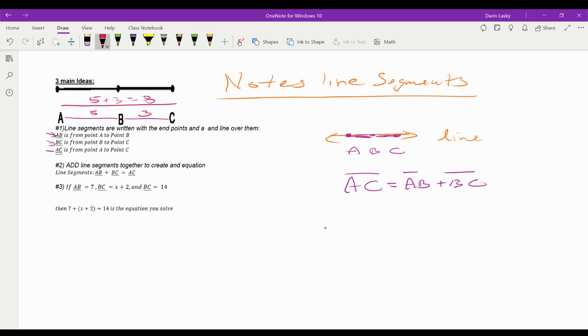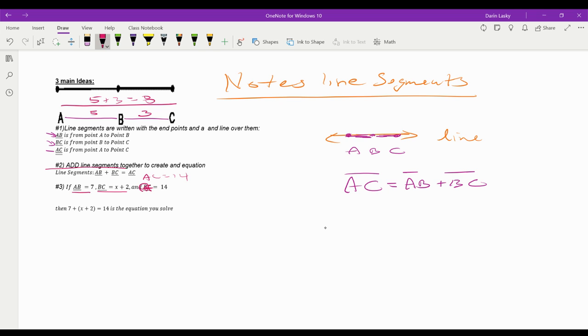Well, we're going to take that idea and we're going to change it into adding line segments together to create an equation. So if AB is 7 and BC is x plus 2, oops, this should be A. I got to fix that on your notes. This should be AC. And AC is equal to 14.